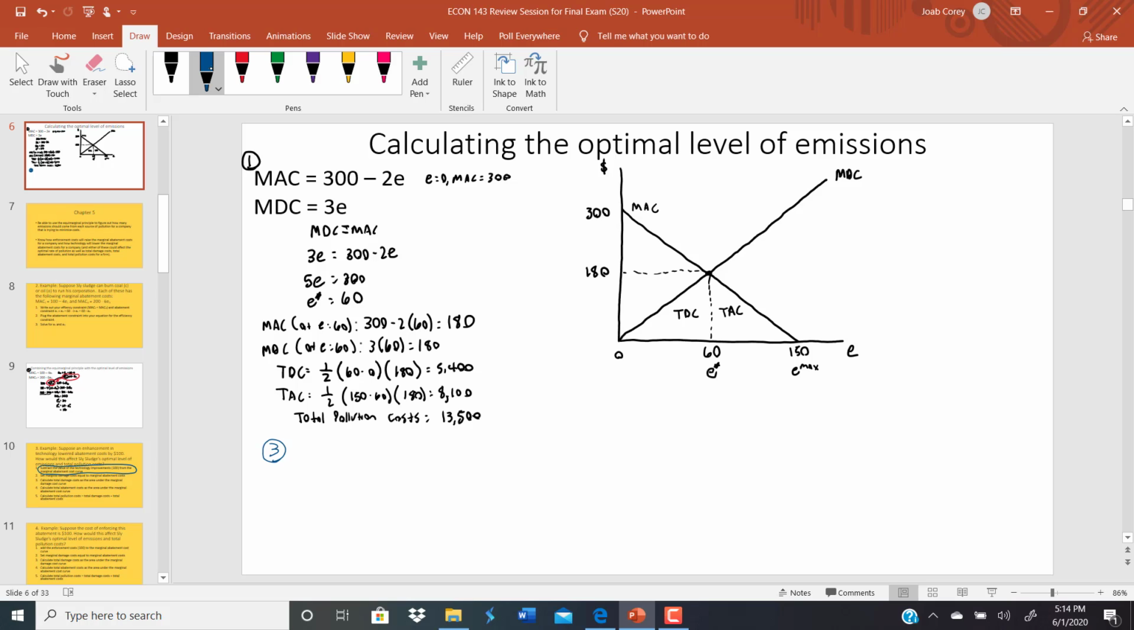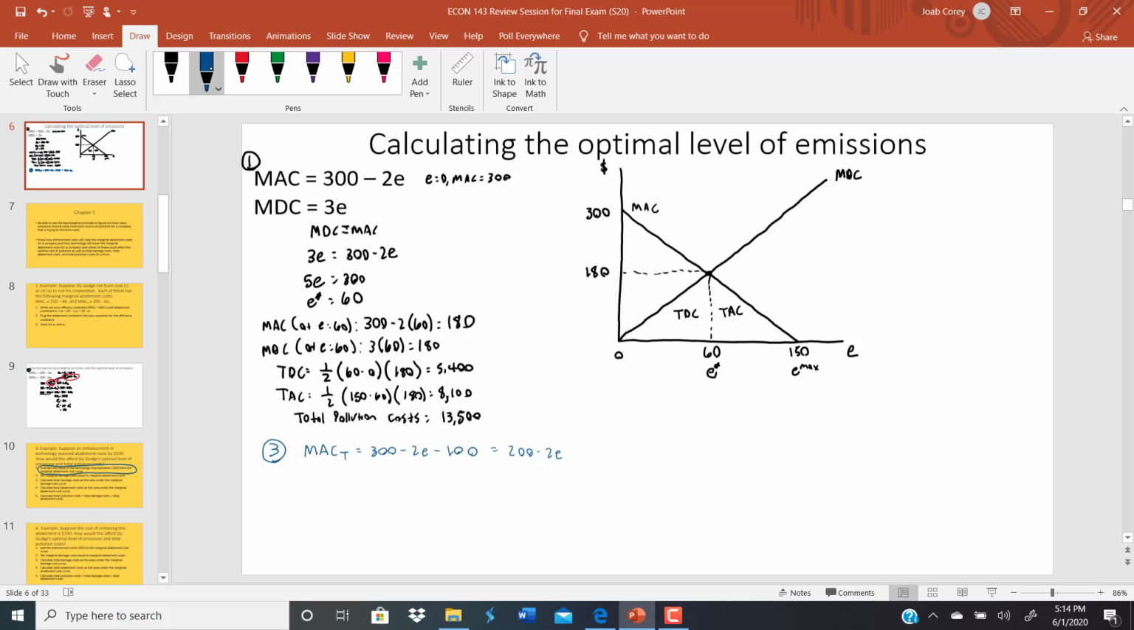We'll go ahead and do this one in blue. So again, remember that our marginal abatement cost curve is now going to be adjusted for technology. So we'll call it MAC sub T, and that's going to be equal to 300 minus 2e minus 100. Remember that technology is going to make those abatement costs cheaper, right? So this is just going to be equal to 200 minus 2e, all right?